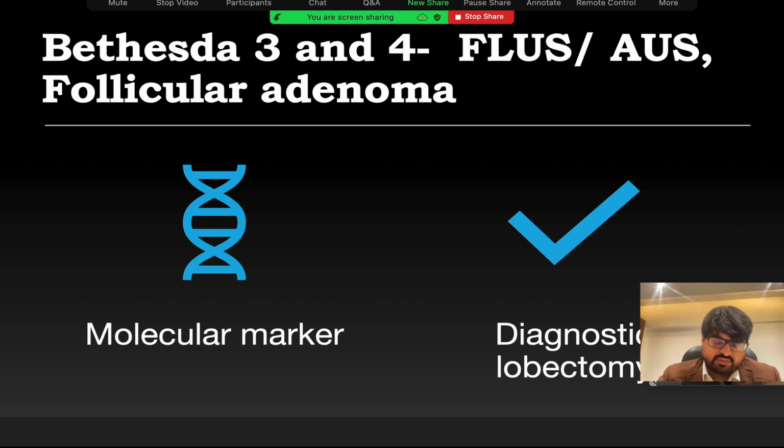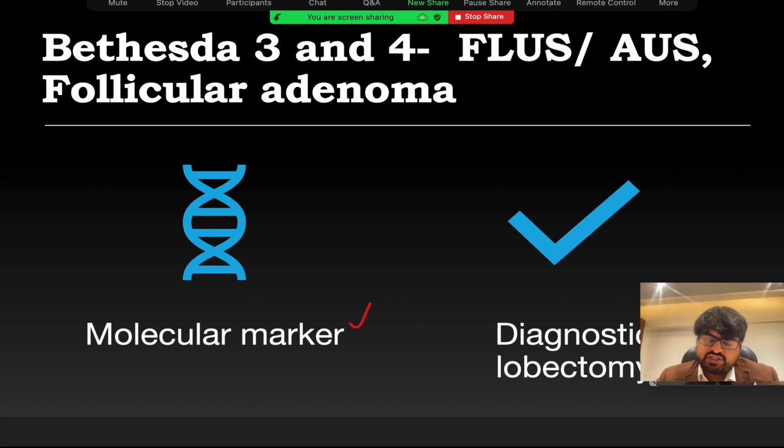Now in the West you have molecular markers which are done, but in India they are not readily available. So molecular markers can be considered if you have those available. Molecular markers generally tend to rule out a lesion. They will say for sure that this is very unlikely to be malignant, but they cannot rule in a lesion. So they'll say with more surety that this is not malignant, but they cannot say with very high surety that it is malignant. That is one of the challenges with molecular markers.